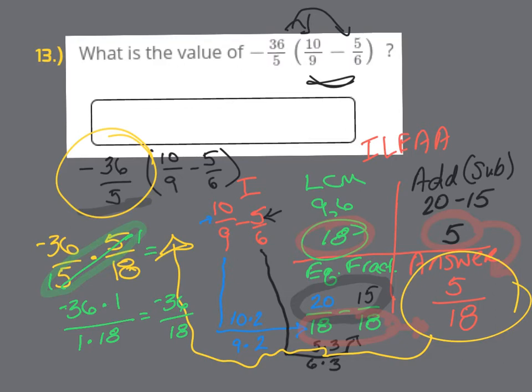Well, hopefully you know, or if not, you phoned a friend or you used your calculator and asked how many times does 18 go into 36? And hopefully you figured out that it goes in there 2 times. That's twice. That equals 2. And I can't forget that there's a negative there. Can't forget the negative, because you will get it wrong. So my final answer is negative 2.